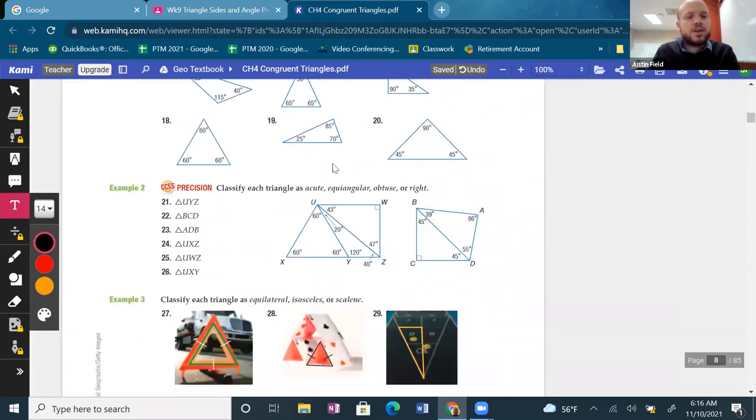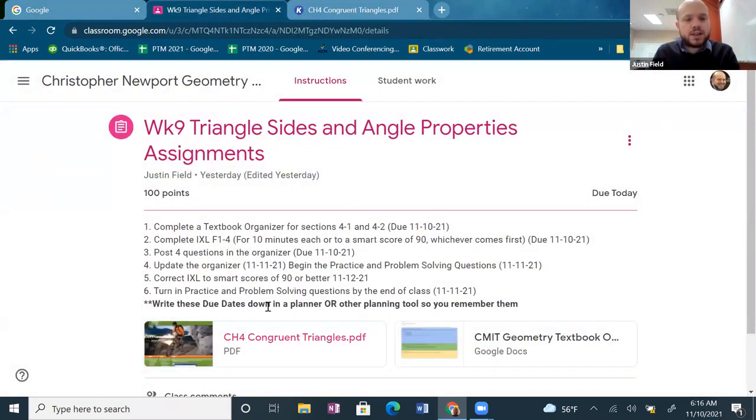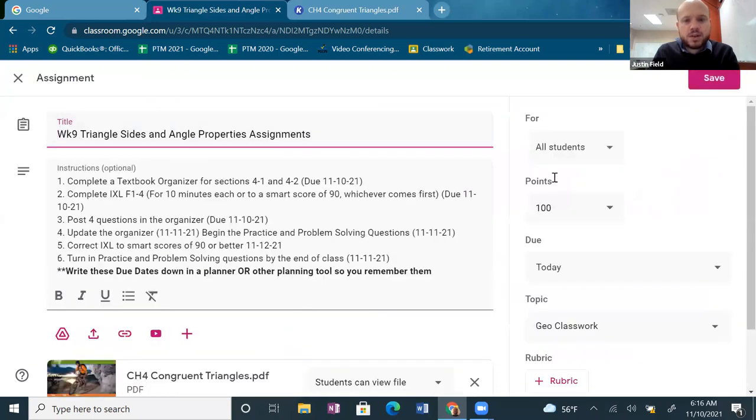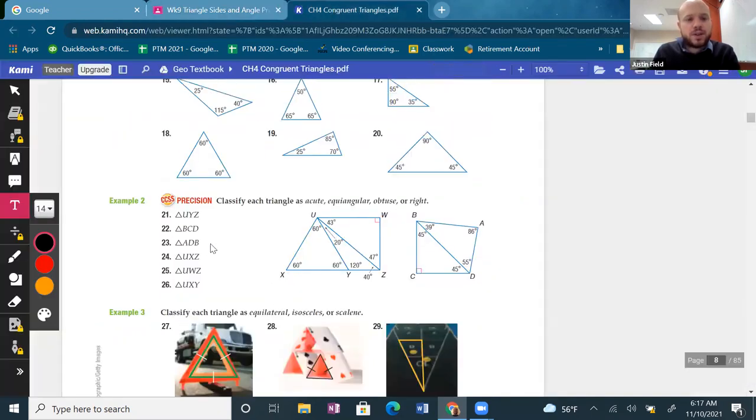And you'll see also that practice and problem solving questions are due by the end of class. Oh, 11:11. Okay, we might want to make that 11:12. We're going to change that to 11:12. So we want the IXL done by Friday. We want practice and problem solving, these questions here.